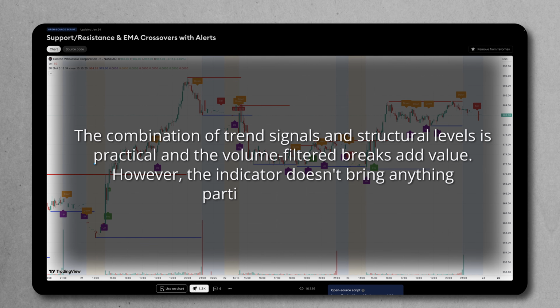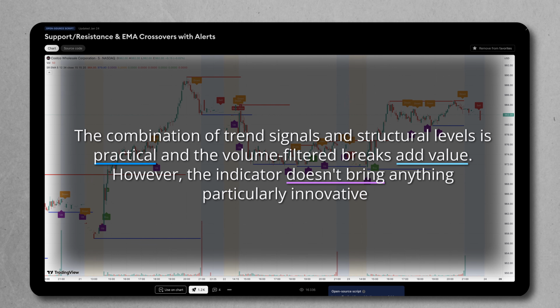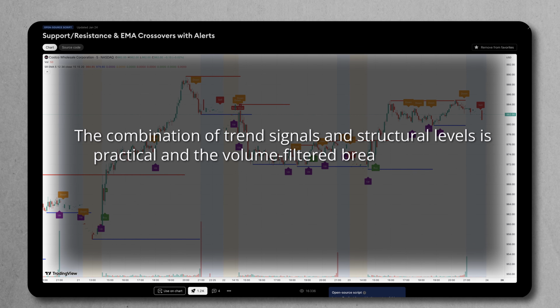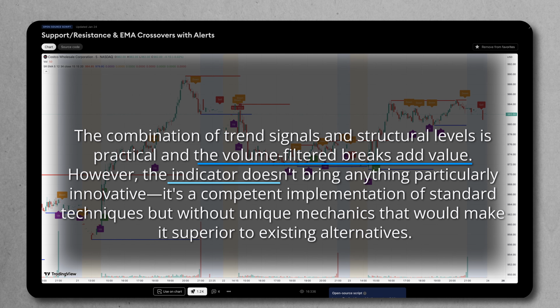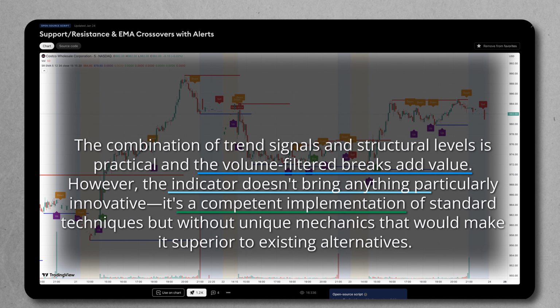The combination of trend signals and structural levels is practical, and the volume-filtered breaks add value. However, the indicator doesn't bring anything particularly innovative. It's a competent implementation of standard techniques, but without unique mechanics that would make it superior to existing alternatives.